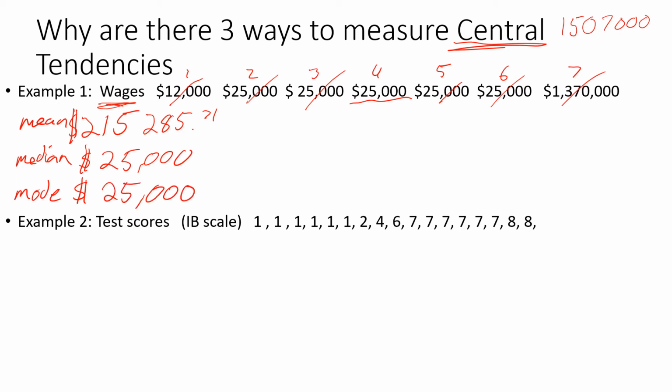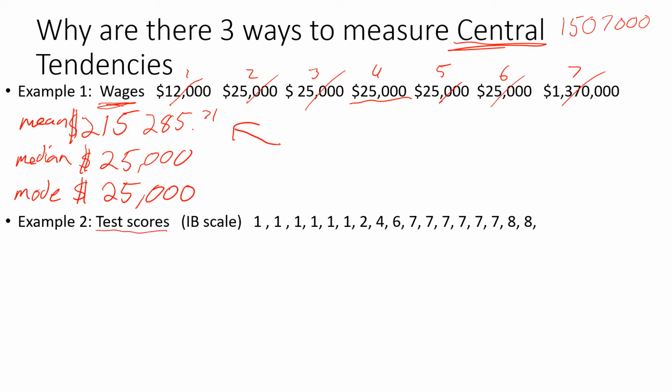So for this example, the mean would not be a very good measure for central tendency because it does not give an accurate picture. It makes it look like people are making a very, very good wage, when in actuality most people are just making $25,000. Okay, so for this one right here, you'd probably say, hey, looking at the median or the mode is a little bit better.